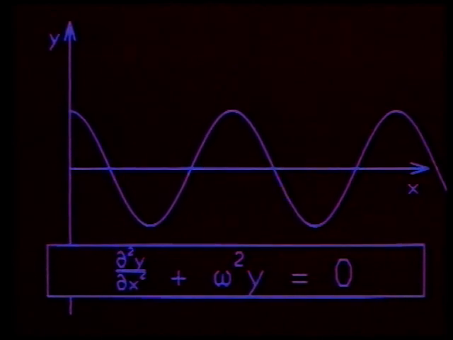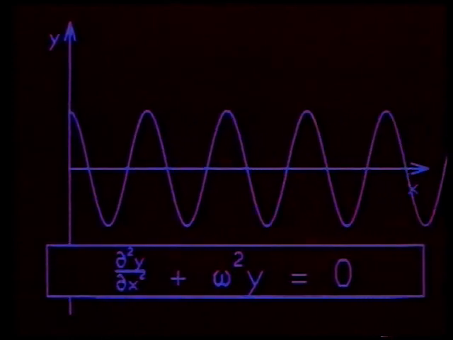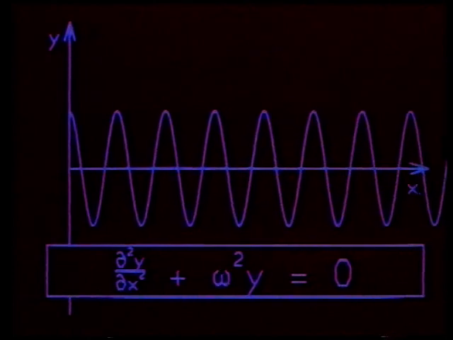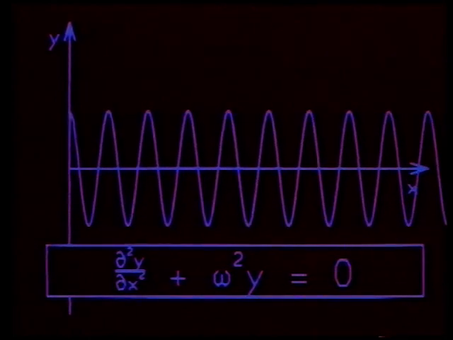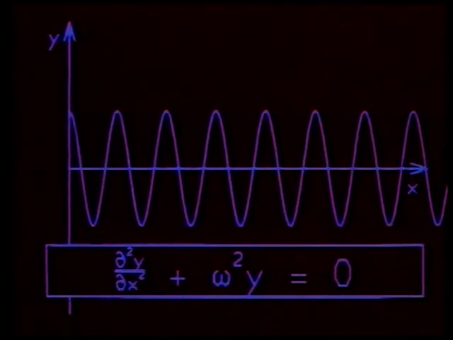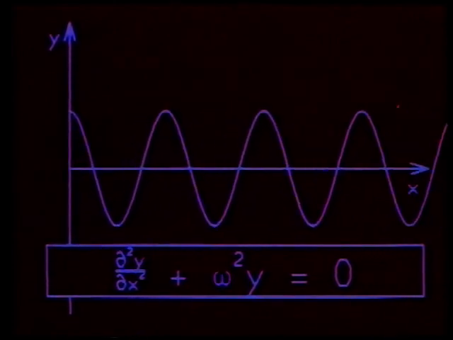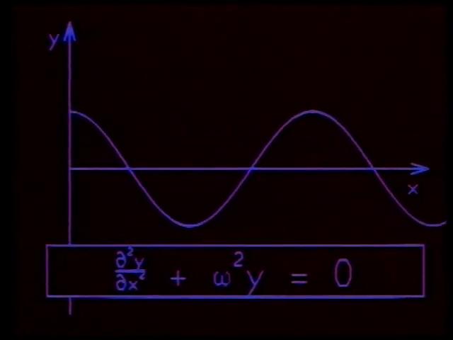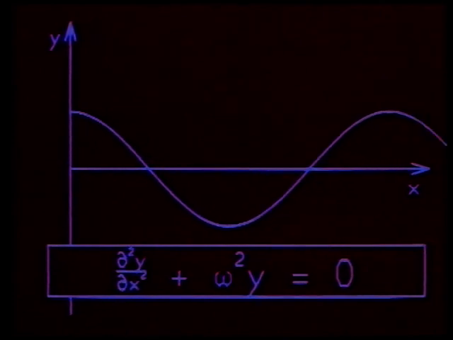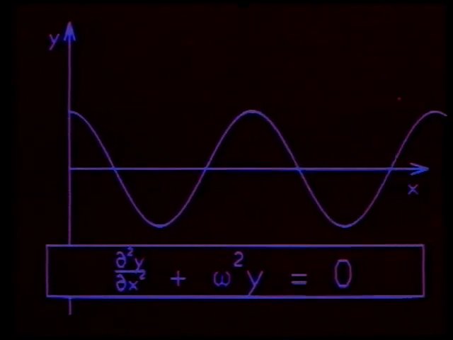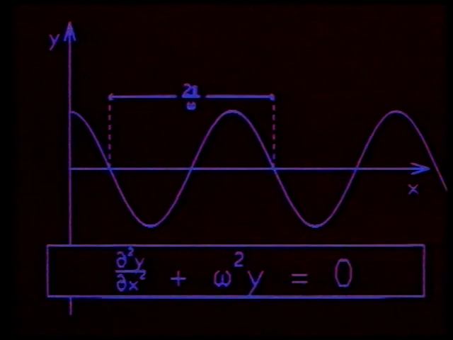Let's look first at the parameter omega. That's called the frequency of the oscillation. If omega is larger, we get this, high frequency. If omega is smaller, we get this, low frequency. This is the period of the oscillation. That's the time it takes the oscillation to repeat itself.